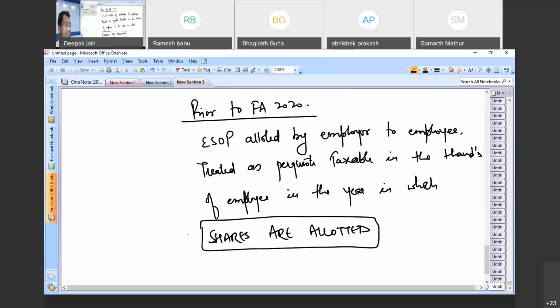If shares are allotted in financial year, let us say 2021, then taxability shall arise in 2021. Perquisite shall be taxable in the financial year in which shares are actually allotted. This was the position prior to Finance Act 2020. ESOP treated as perquisite, taxable in the hands of employee under the head salary, and taxable in the year in which shares are actually allotted.